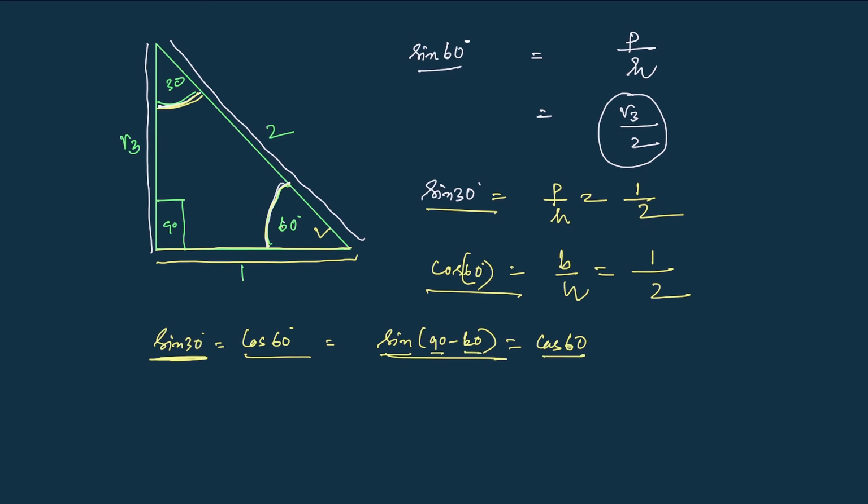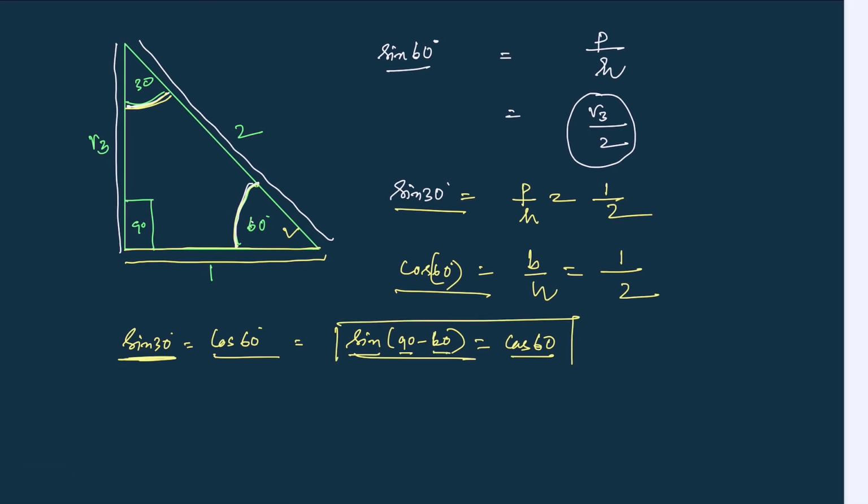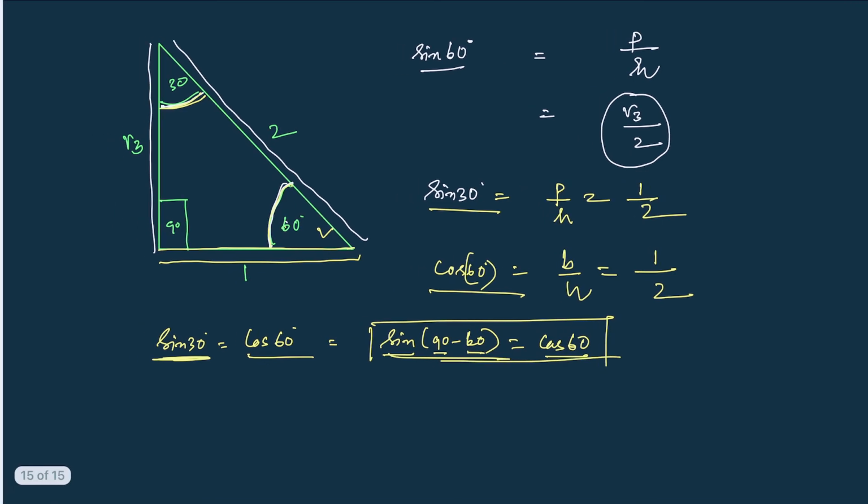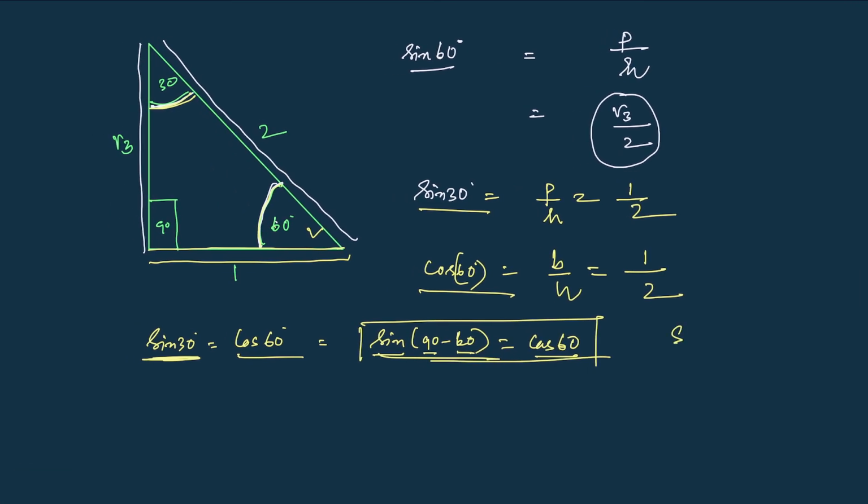So from these things we can see, sine 90 minus theta is equal to cos theta. See, this is 60, this is 60. So this is going to be cos theta. Okay, you have understood this one.